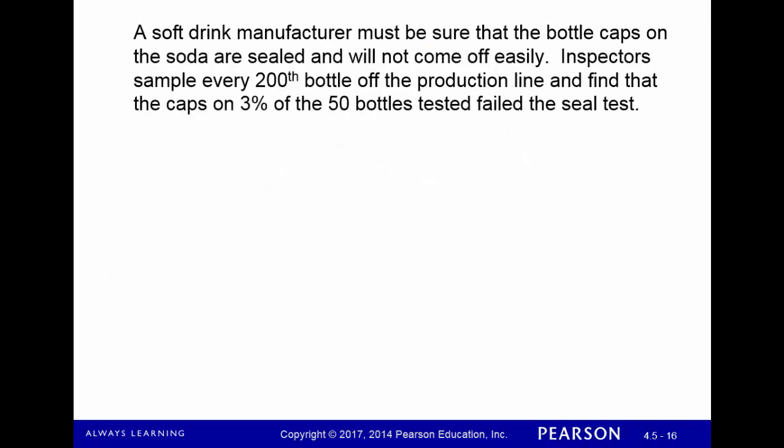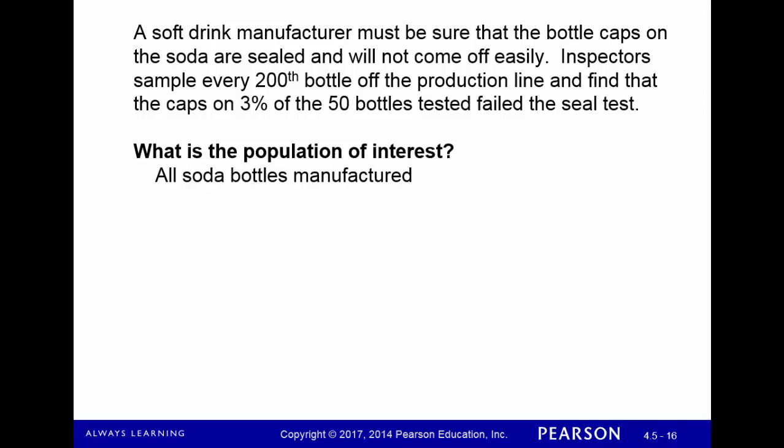So let's try a couple problems. A soft drink manufacturer wants to be sure that the bottle caps on the soda are sealed and don't come off easily. Inspectors sample every 200th bottle off the production line and find that caps on 3% of 50 bottles fail the seal test. What is the population of interest? So the population of interest is the larger group that we're taking the sample from, and that would be all the bottles that are manufactured probably at this particular facility.